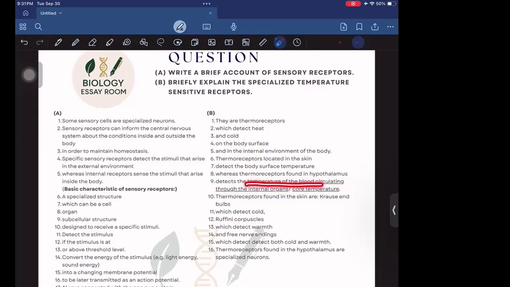Whatever is underlined, you should compulsorily write. Okay. So either you should say temperature of the blood circulating through the internal organs, or you should say core body temperature. So what are the thermoreceptors found in the skin? Krause's end bulbs, which detect cold, Ruffini corpuscles, which detect warmth, and free nerve endings, which can detect both cold as well as warmth. Okay. If it is repeating, it's not compulsory to write, because anyway they will give marks only once.